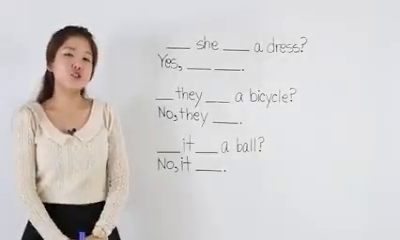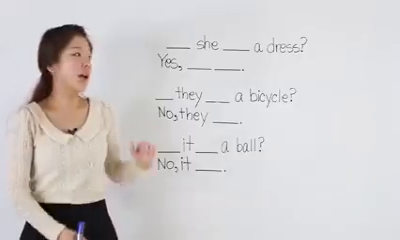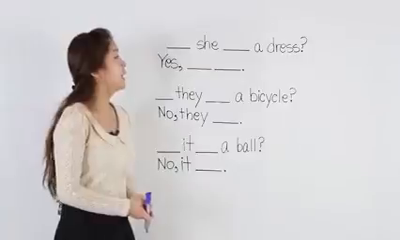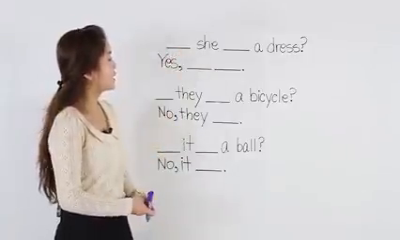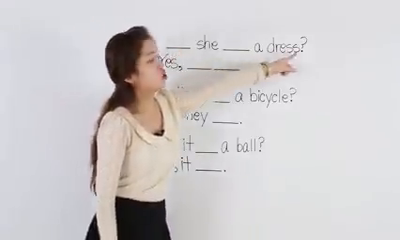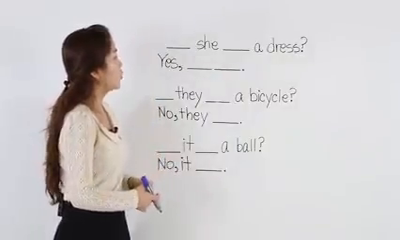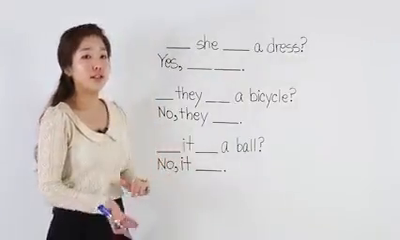All right, let's try this practice together. I know it looks hard, but I'm going to help you. Okay, so let's look at the first practice. It's a question. Okay, so remember, when we ask a question, we begin with do or does.